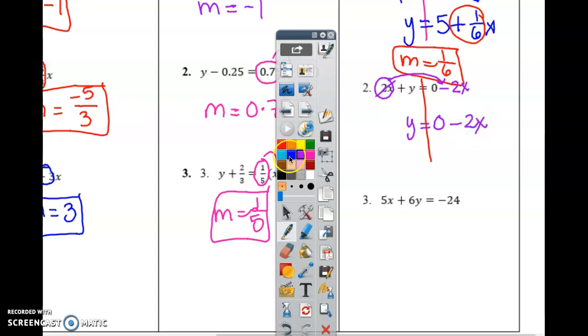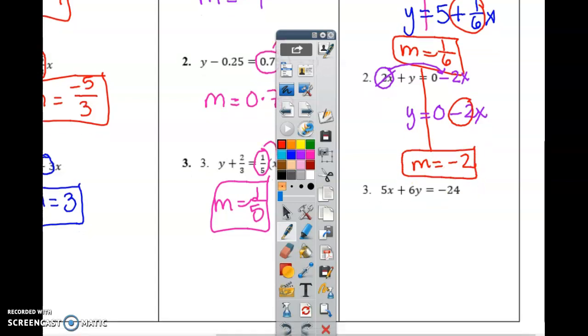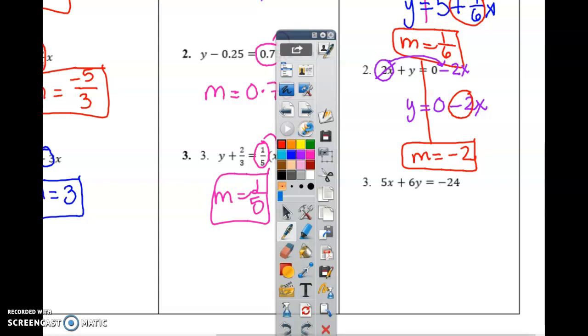What's my slope? Negative 2. M equals negative 2. My slope is negative 2. One more. I want you to pause the video. I want you to practice number 3 and press play when you're ready.